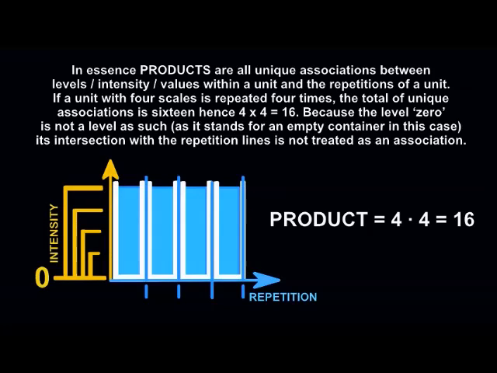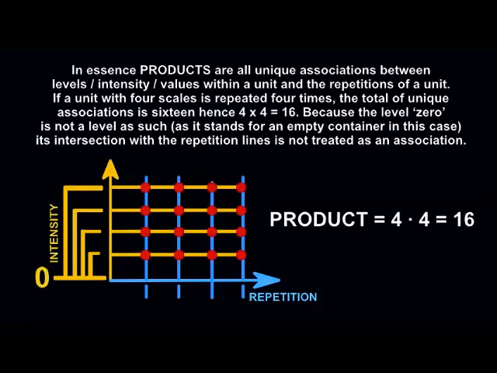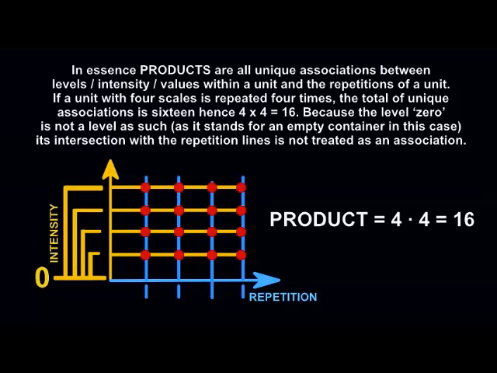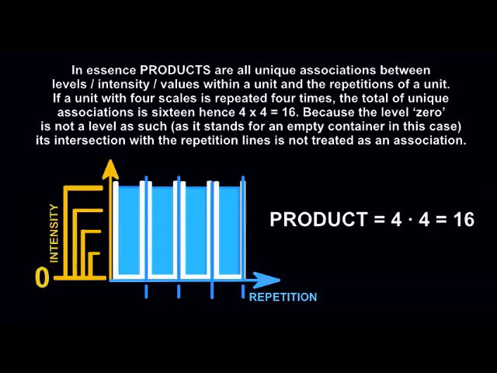If a unit with 4 scales is repeated 4 times, the total of unique associations is 16, hence 4 times 4 is 16. Because the level 0 is not a level as such, as it stands for an empty container in this case, its intersection with the repetition lines is not treated as an association.